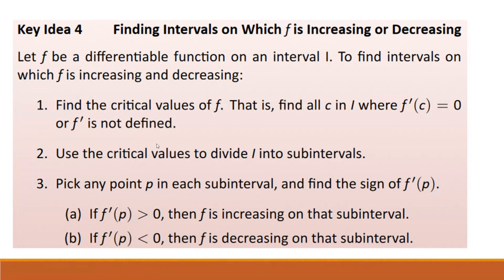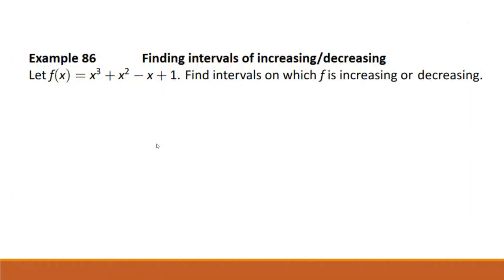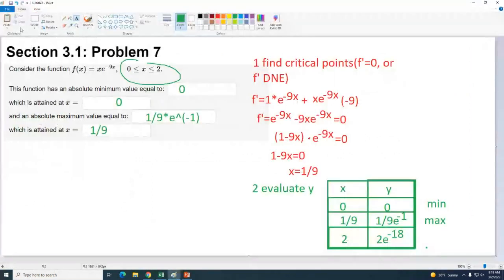So number 1, we want to find the critical points, where the derivative is equal to 0 or does not exist. Number 2, we're going to use the critical points to separate the domain into smaller intervals. Number 3, on each interval, we want to know if the function is increasing or decreasing. If the derivative is positive, then it's increasing. If the derivative is negative, then it's decreasing. So that's the plan. Let's look at an example and see how the plan works out if we really want to know the increasing and decreasing behavior of a function. This is the biggest assignment for section 3, so let's try this method.